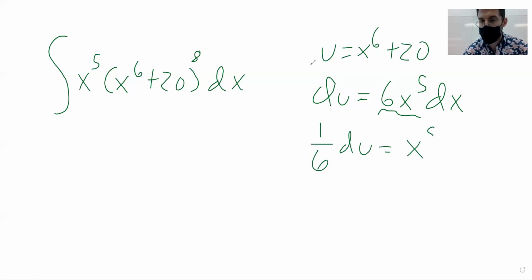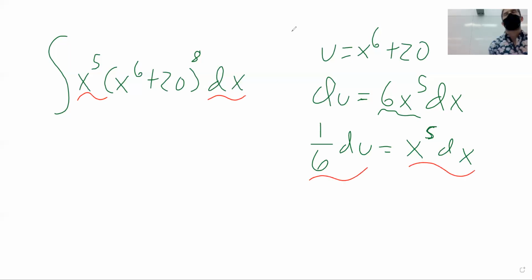Outstanding. Okay, 1/6 du equals x to the 5th times dx. And so the point of this, right, is that we want to start replacing things that we see in the integral. So u, we can replace with that x to the 6th plus 20. And then x to the 5th times dx, we can replace with this 1/6 du. Okay? So then what's my integral going to become? Well, this is our integral. What's our integral going to become?